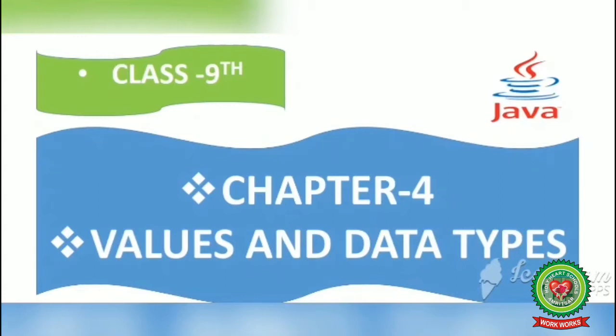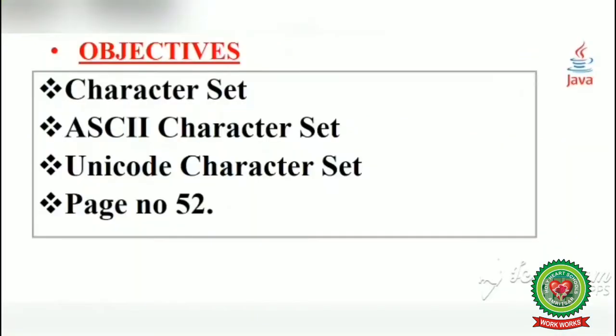Today we are going to discuss class 9th chapter 4, values and data types. As in the last video, we discussed the character set, that is a combination of characters, special characters and numbers. We discussed the ASCII character set, that is 7-bit code, and the Unicode character set, that is 8-bit code, and we discussed one program to print Unicode characters on the screen.